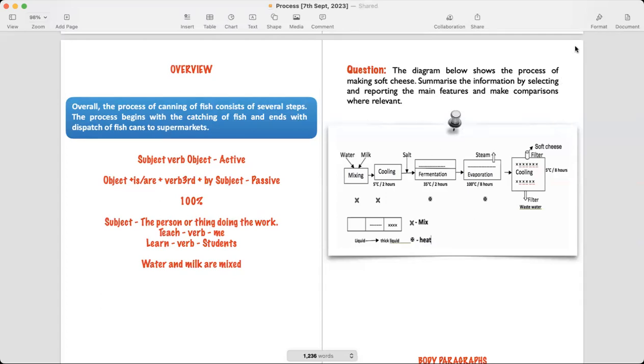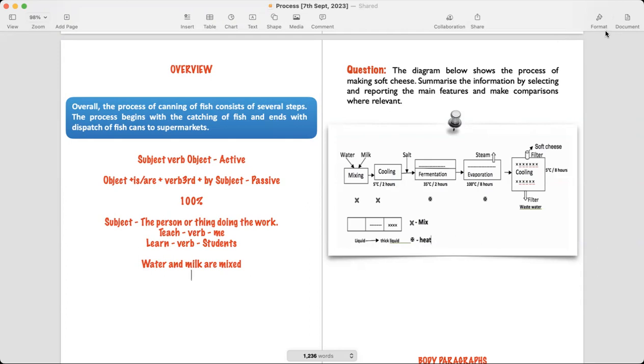So, okay, let's do one by one. Someone make the sentence for the next thing. One student, anyone, can do it, and then someone else will do it. So in the first step, you have written water and milk are mixed. Okay, someone makes the second sentence. Do it. Anyone.